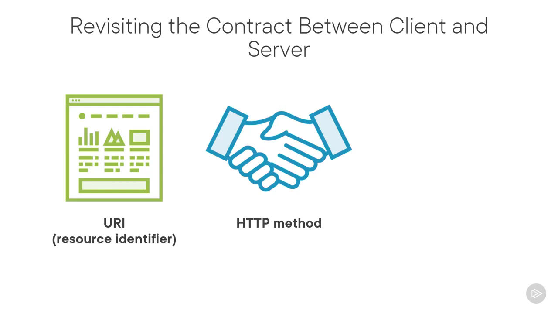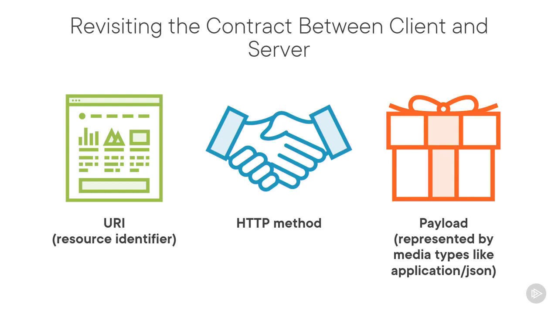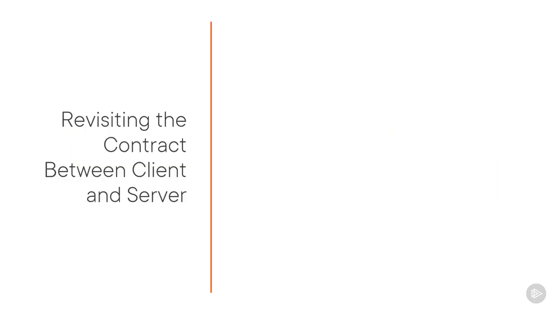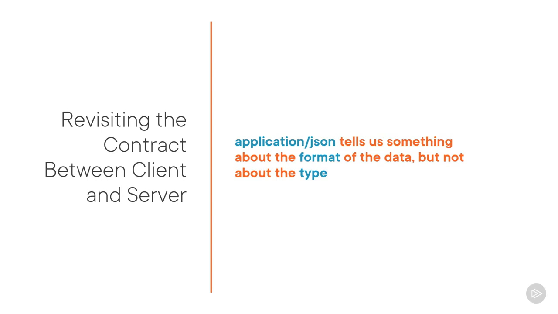The third part of the contract is an optional payload. When creating a resource, the HTTP request will have to contain a representation of the resource we want to create. When getting a resource, the HTTP response will contain a resource representation in its body. Describing the format of those representations is what media types are used for, like application JSON. But is that really sufficient? Asking the question is answering it. Application JSON tells us something about the format of the data, JSON, but not about the type.